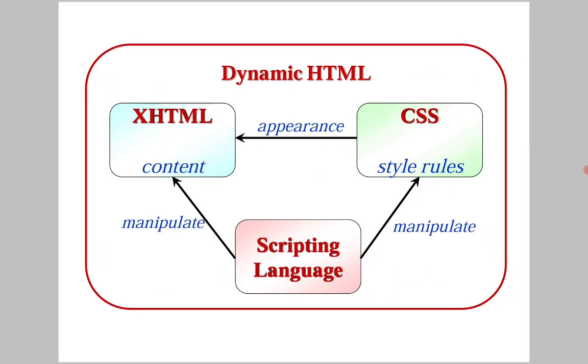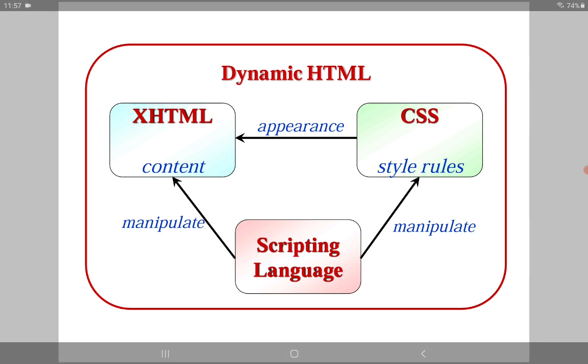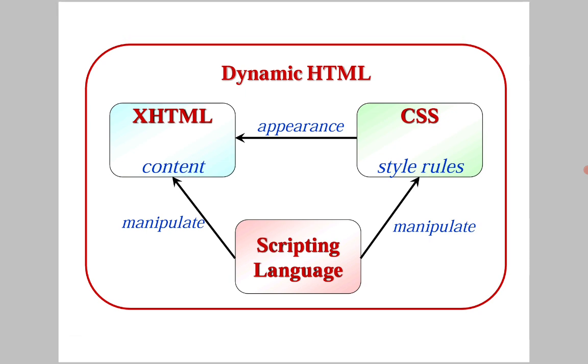So this is the working of a DHTML. DHTML means dynamic HTML pages. Generally this is the small diagram explaining how to use DHTML. In this diagram there are three components: XHTML, CSS and scripting languages.